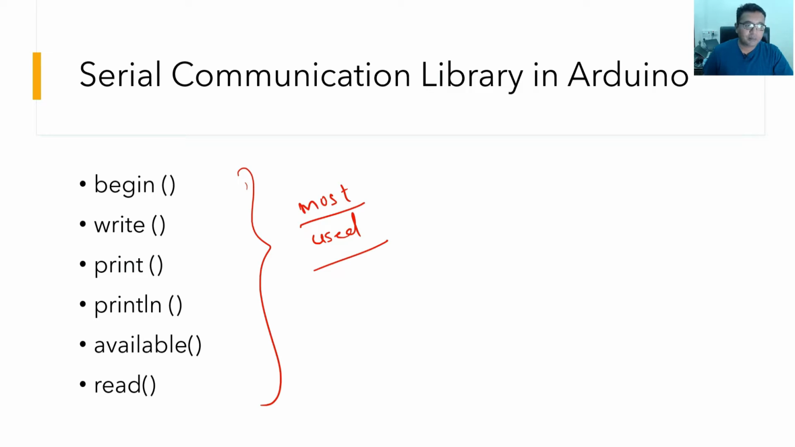So serial.begin is a function which we will be using to start the communication. We need to specify baud rate over here. Then serial.write is a function which is used to send a single byte on serial device from microcontroller or from ESP32 to the other device.